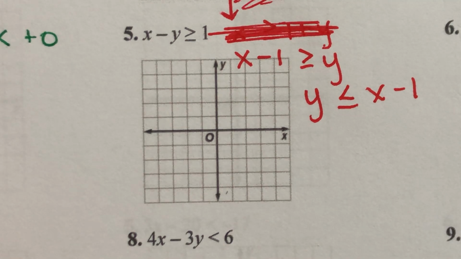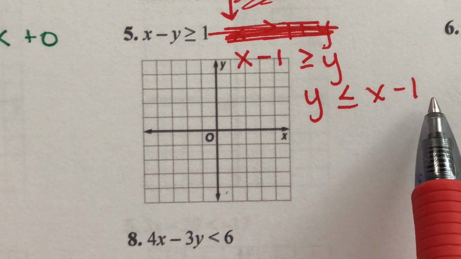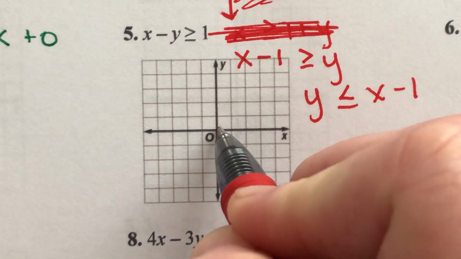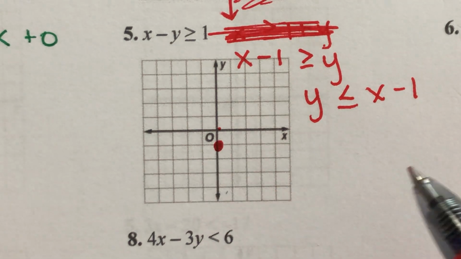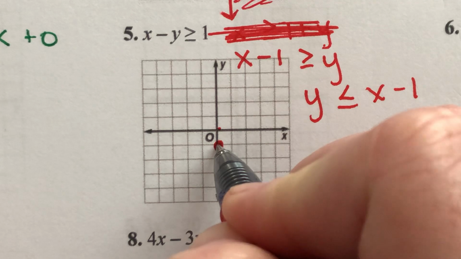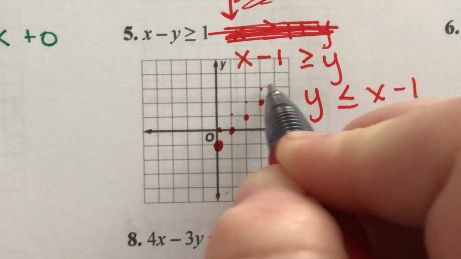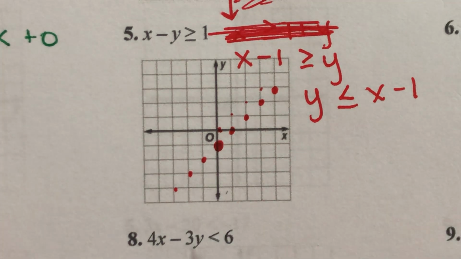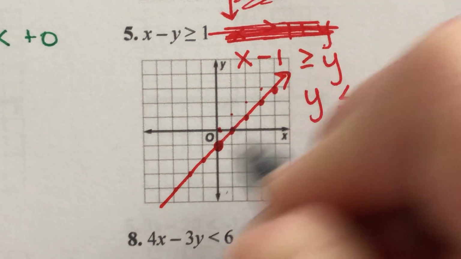All right, so now the shaded part is less than or equal to my line. So it's going to be a solid line. X minus 1, I'm going to go to negative 1 on my y-axis. My slope, the number in front of x, is just 1, so I'm going to go up 1 over 1. I could go backwards a little bit. Okay, it's going to be a solid line again, so I'm going to draw my solid line through these points.